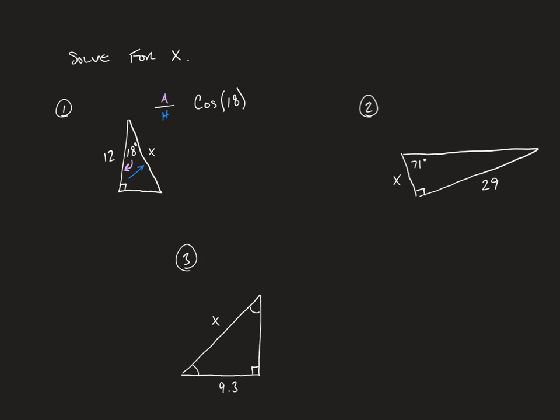And so when I do that, I'm going to set that equal to the situation that I actually have here, which is my actual adjacent side is 12 and my actual hypotenuse is unknown. That's the thing we're trying to find. So we're going to have to do this in two steps.